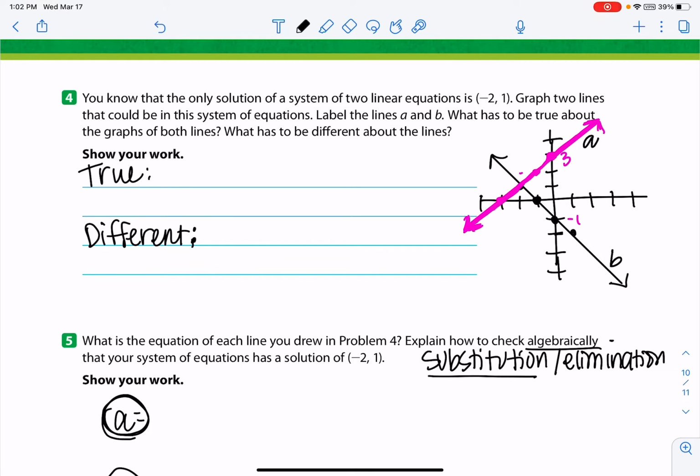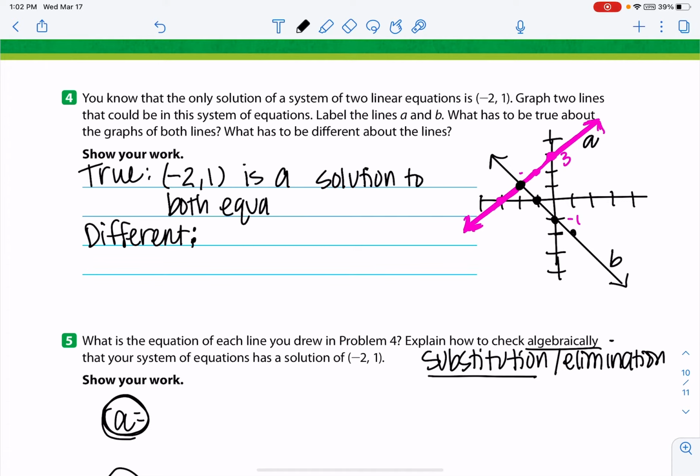All right, so what must be true about both of them? They both have -2, 1 as a solution. If it's a solution to the system, it's a solution that lies on both lines. So -2, 1, let's say, is a solution to both equations. So it's found on both lines.